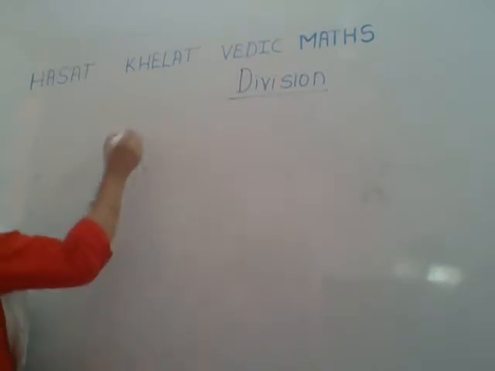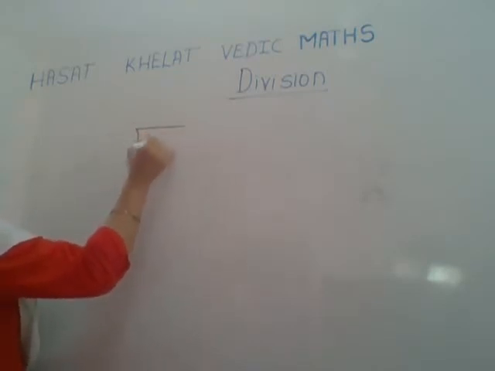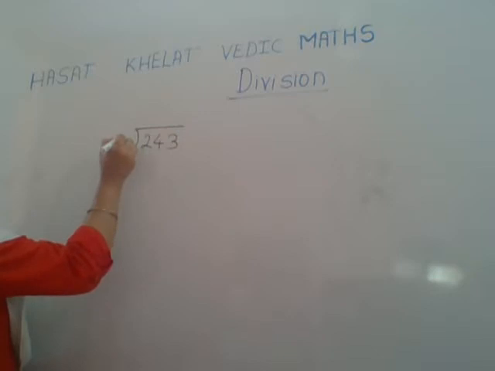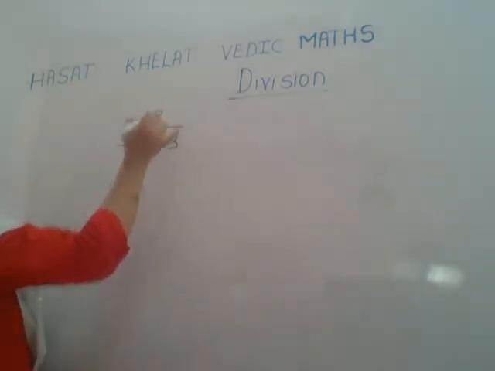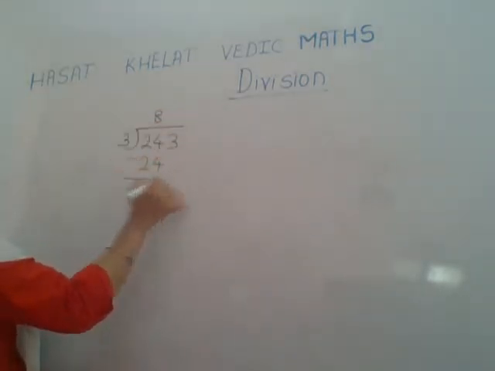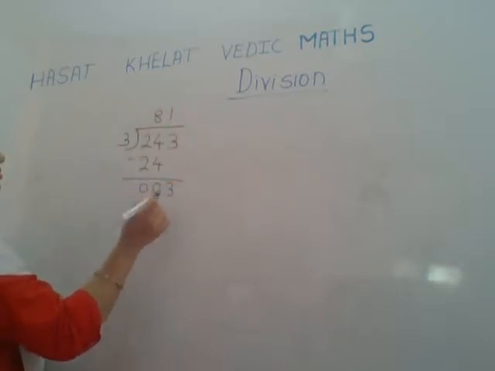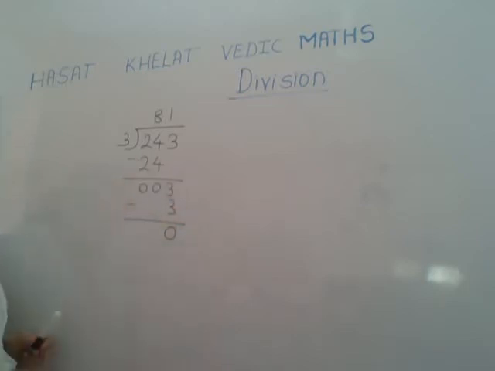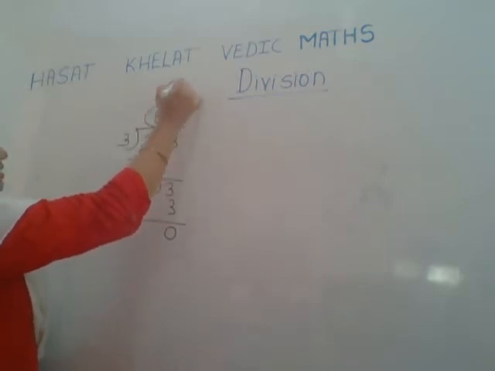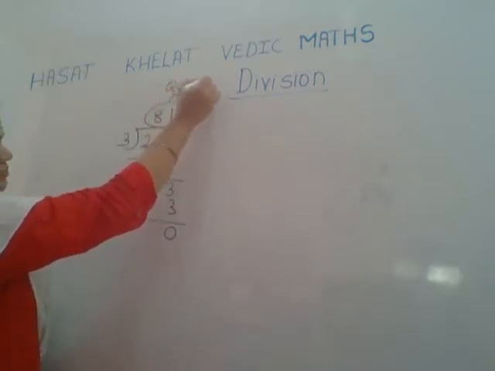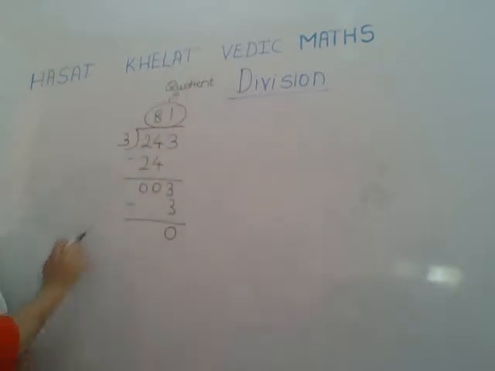We write it in this way. Okay, and then we go on dividing. 3 8s are 24, 0 0, then 3 came down, and 3 1s are 3, and 0. So this number 81 is called the quotient.